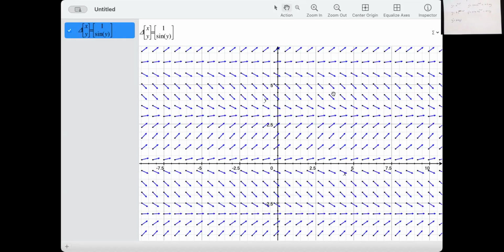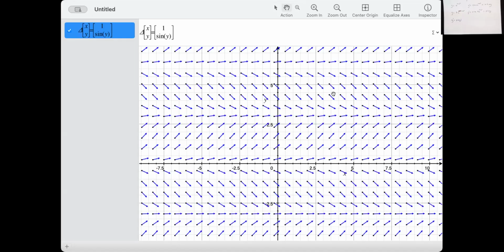Okay, but I clearly have more than just that one, right? Where else? But more, not just the even ones. K pi, right? Every multiple of pi, sine of pi is 0, sine of 2 pi is 0, sine of minus pi is 0. Those should all be horizontal asymptotes.